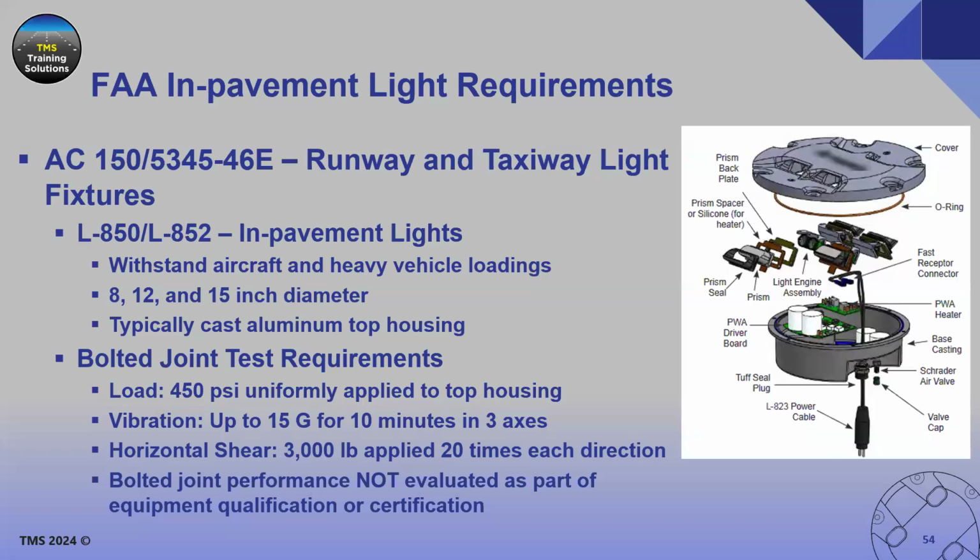There's a vibration test. It goes up to 15 Gs for 10 minutes in all 3 axes of the light. So it's a pretty severe test. There's a horizontal shear test. So this is the only thing that kind of approximates an aircraft or a vehicle rolling over or skidding over a light fixture and imposing that shear force on the bolted joint. But the load is only 3,000 pounds. It's applied 20 times and there's no load rate required. So it's usually done pretty slowly.